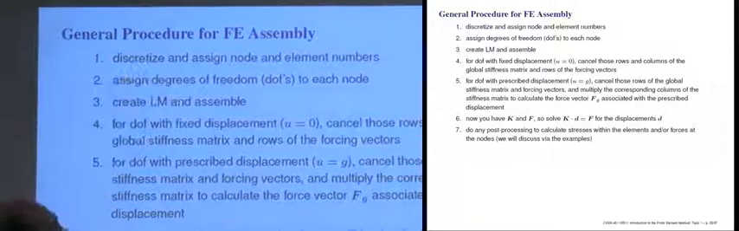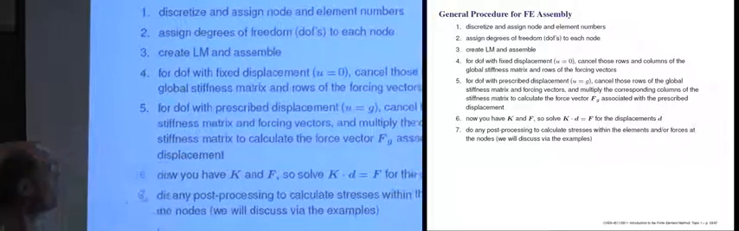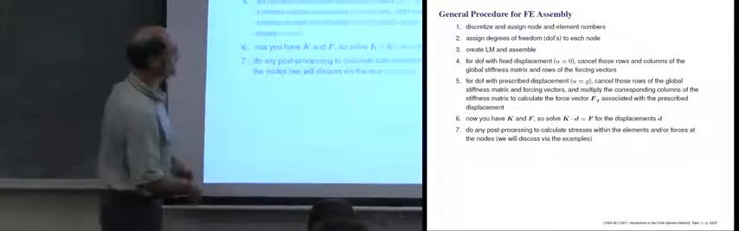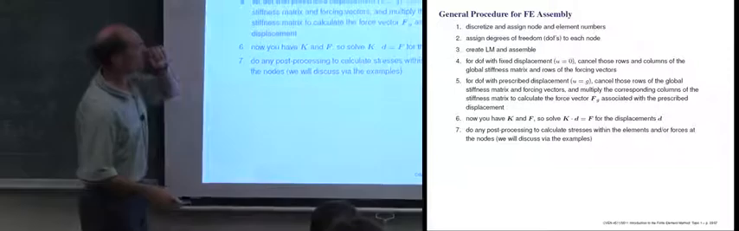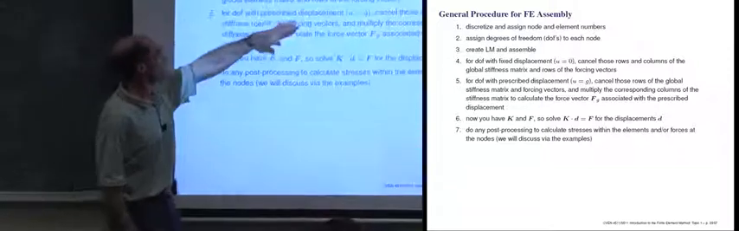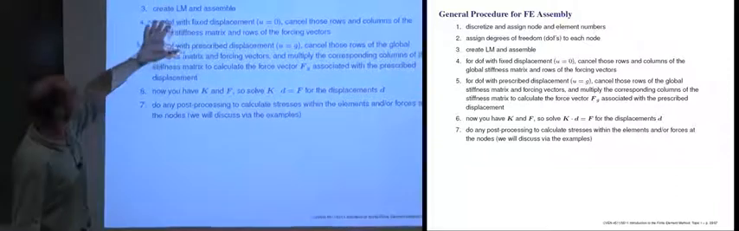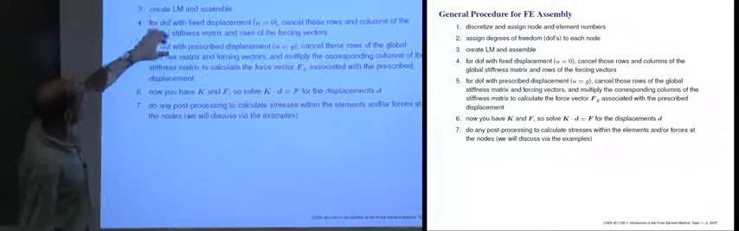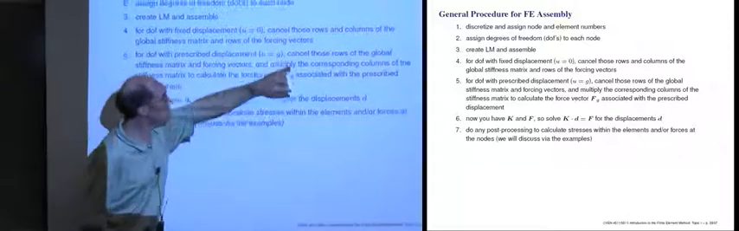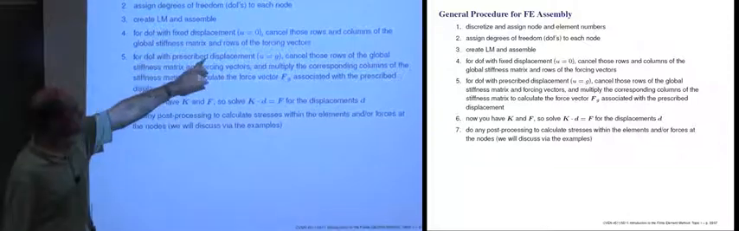But even what I presented in the code, I still did some things on paper. I still took my bar and divided it. You saw we already did it in the notes, how it was divided into 5 elements. But the general procedure for doing a finite element assembly process is this, as I just described. So you discretize, assign node and element numbers, assign degrees of freedom, create your LM, and then you prescribe your fixed displacement, cancel rows and columns. If this is equal to 0, where you have a prescribed displacement, cancel the row, but take the column. So that's what it did here.